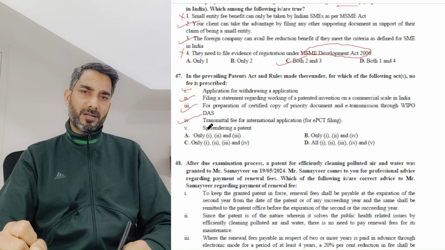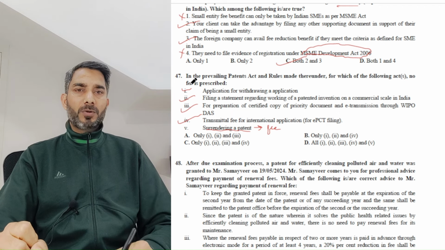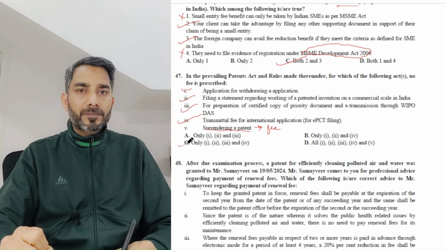Surrendering of a patent. Opposition also happens on this. This is not free. There is a fee associated with it. So I will go with 1, 2, 3, 4.